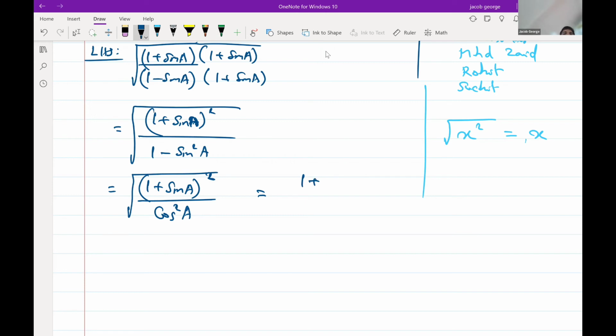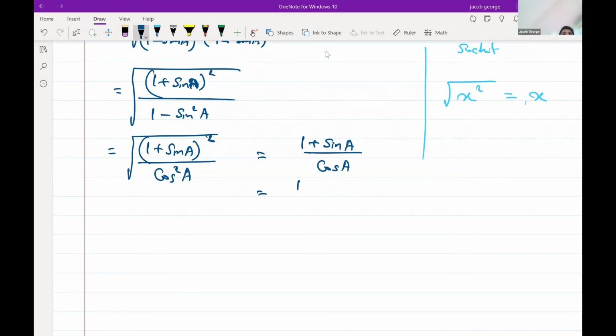Using the same rule, this root and square can be cancelled out. It becomes 1 plus sin A upon cos A. And this will be 1 by cos A plus sin A by cos A.